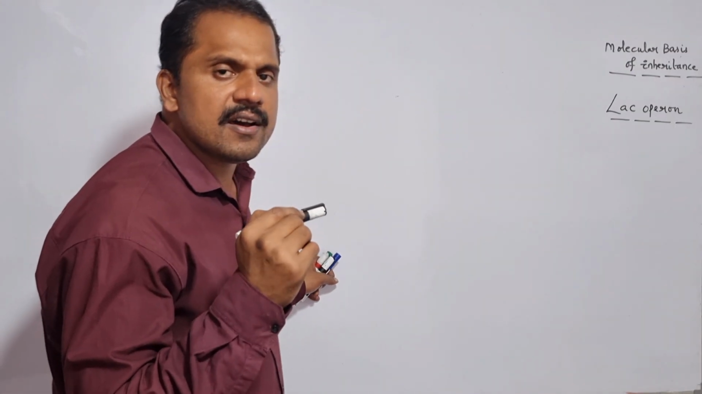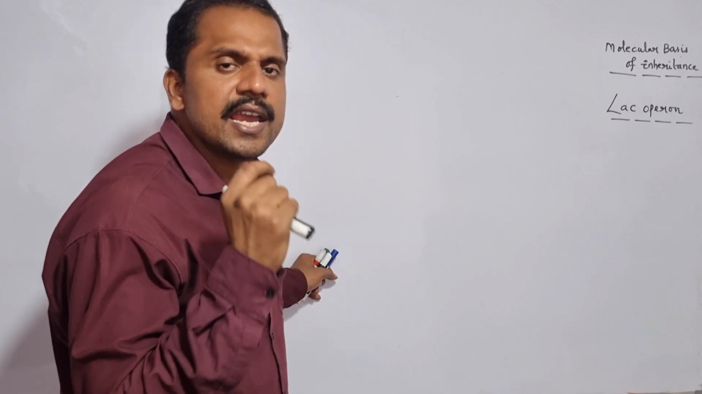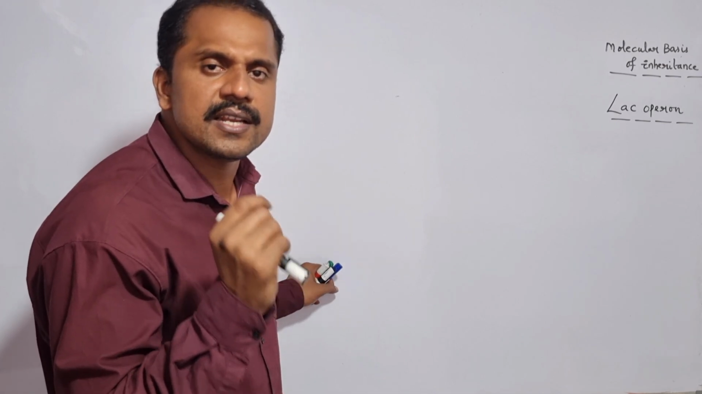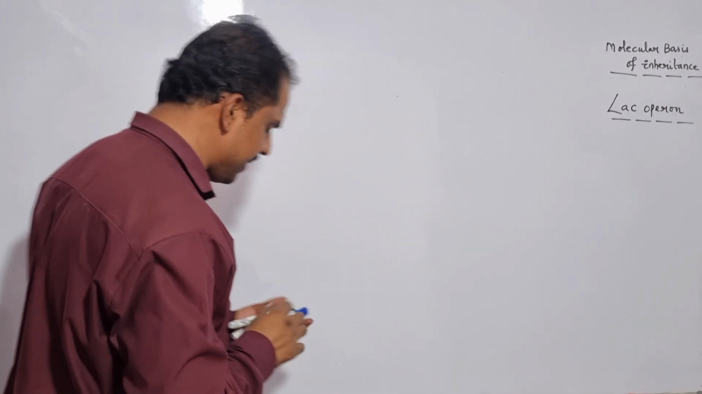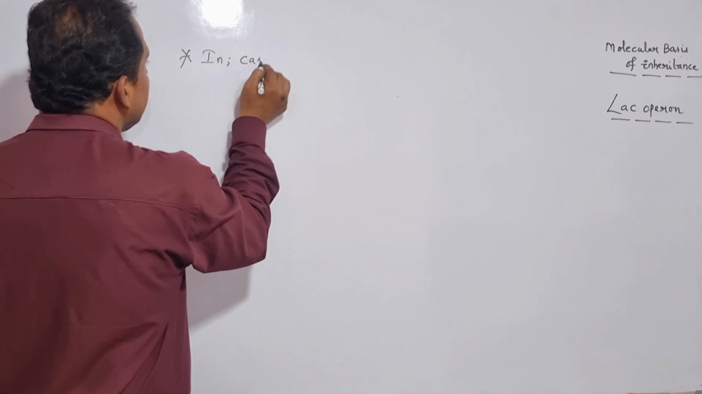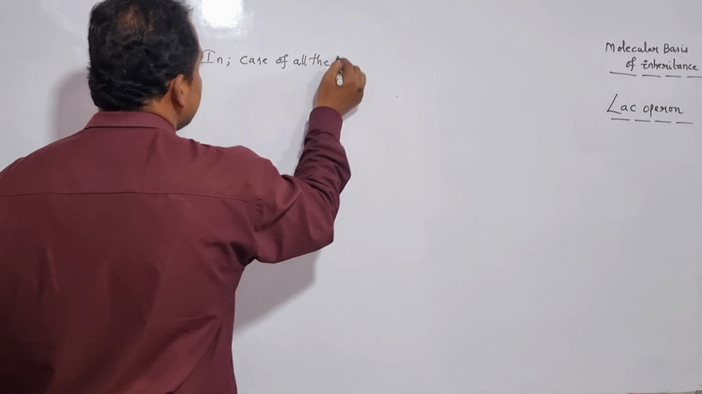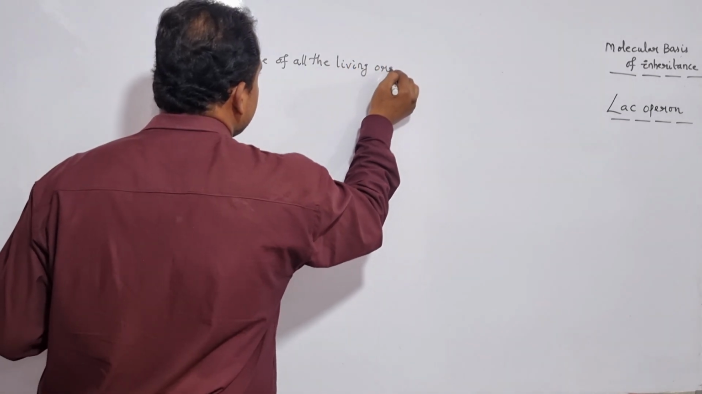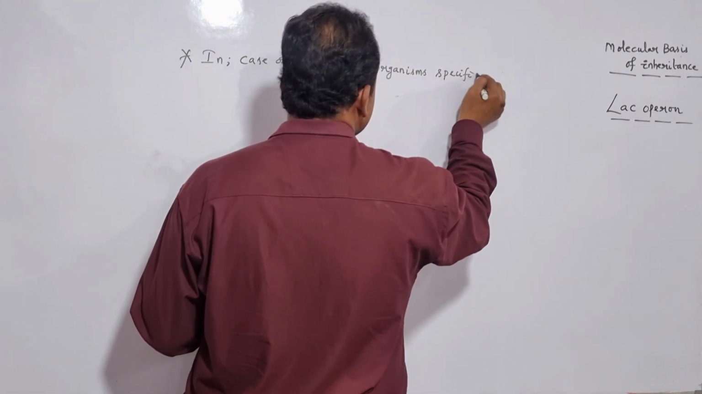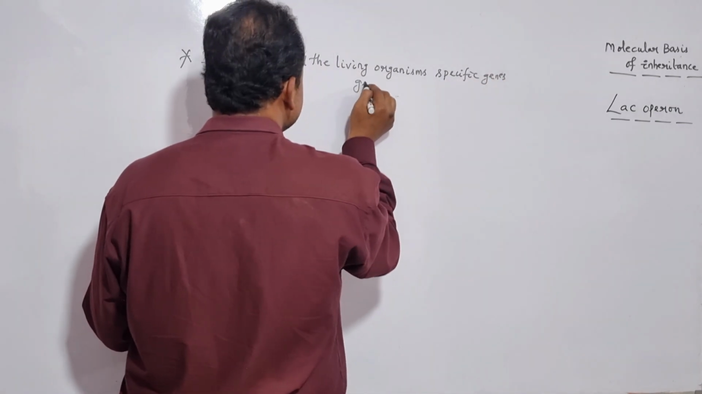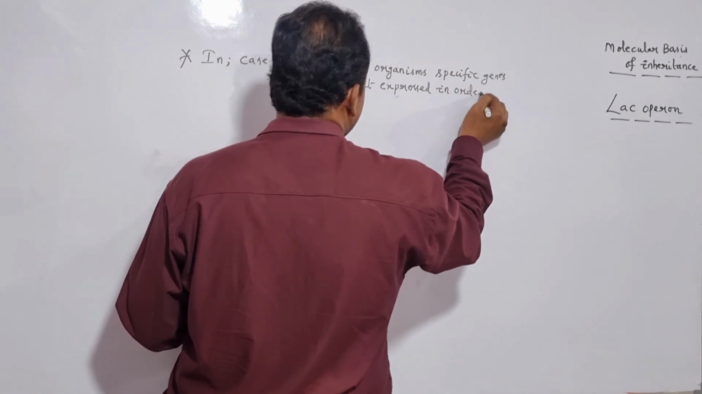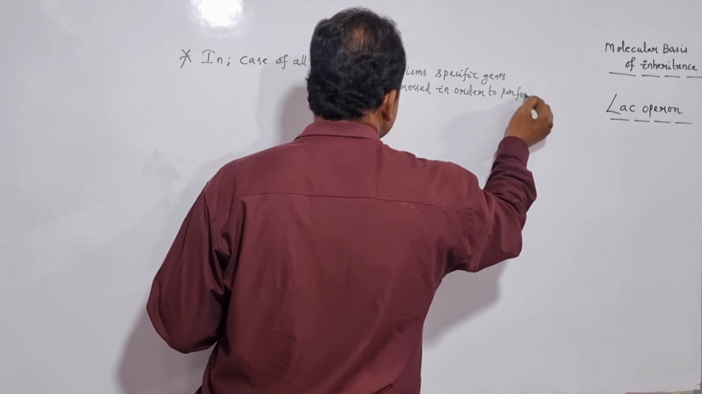So here in case of all the living organisms, the specific genes they get successfully expressed in order to perform one specific function. So here the gene expression it play an important role for regulating one specific function in case of all the living organisms. Is it clear? So let me write it here. In case of all the living organisms, specific genes get expressed in order to perform one specific function.